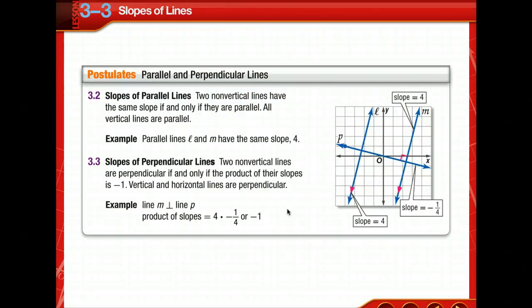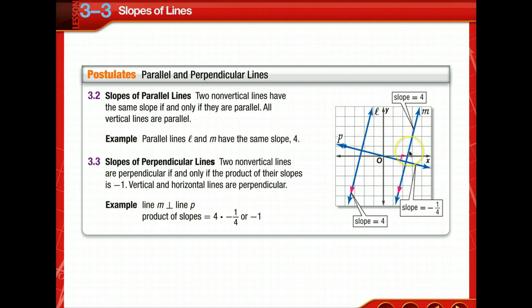Now there are some postulates about parallel and perpendicular lines. If you've got two non-vertical lines, notice these aren't straight vertical, and they have the same slope, they have the same slope if and only if they're parallel. So all vertical lines are parallel.